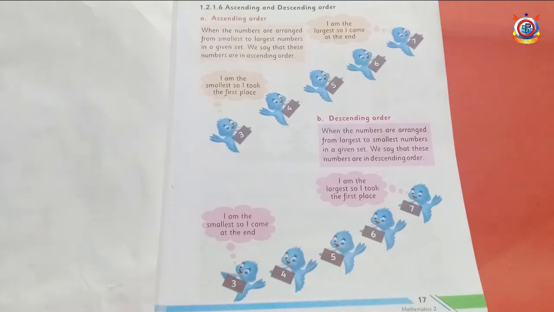I am repeating again. In ascending order, the numbers move from smallest to greatest in arranged form, and in descending order, the numbers move from greatest to the lowest number in arranged form.